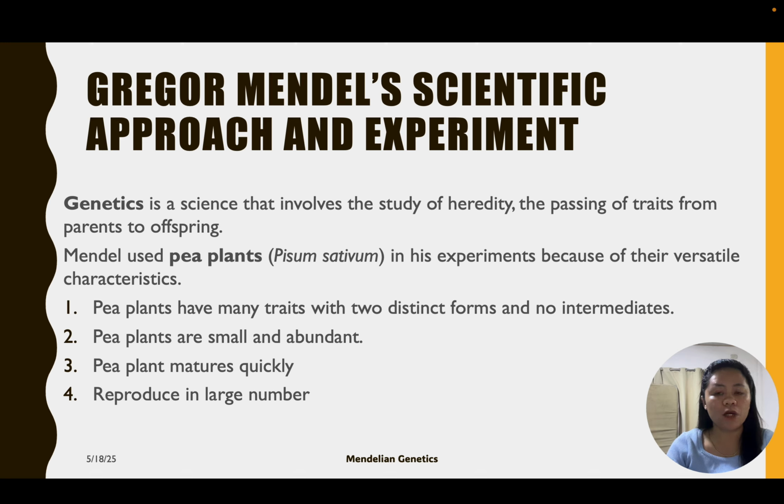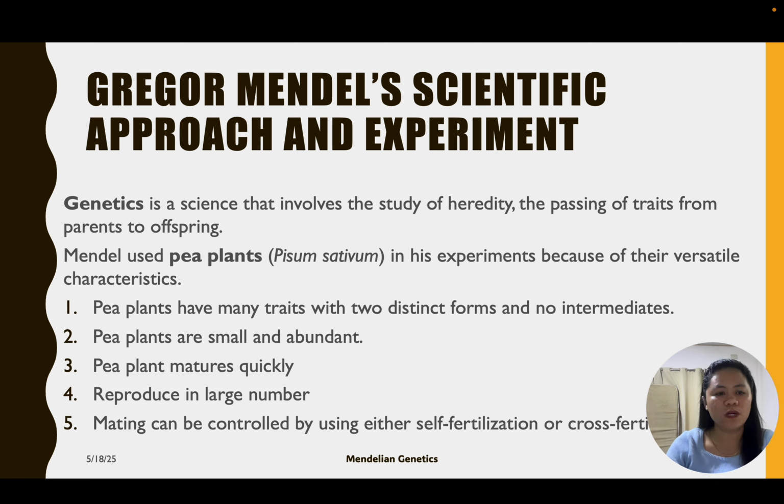Next one, they reproduce in large numbers. They are large in number because one pod alone contains about 5 to 6 seeds. And of course, mating can be controlled by using either self-fertilization or cross-fertilization.